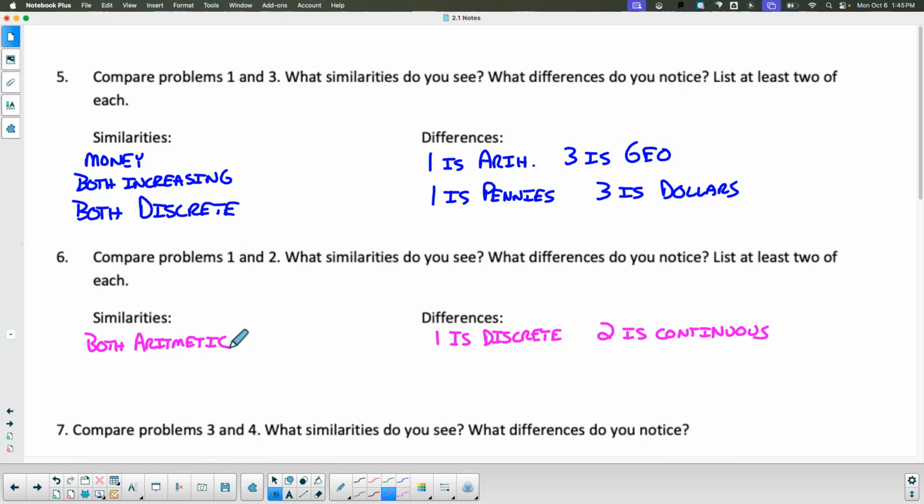Measured in different units. Both increasing. Yeah.